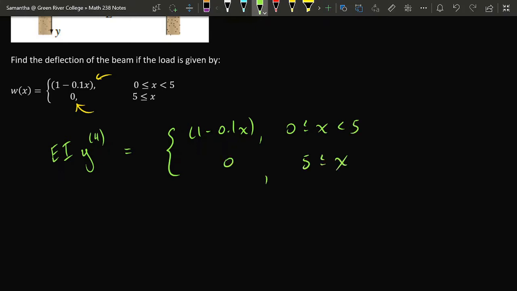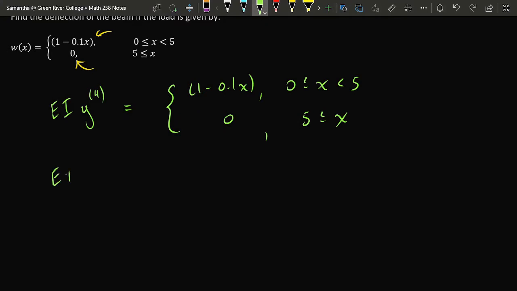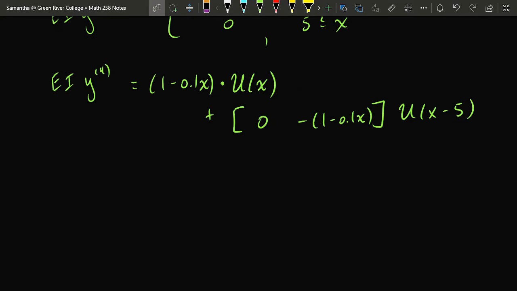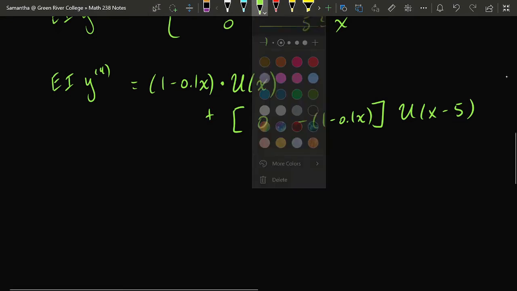So I'm going to rewrite the load function using unit step functions so that I'll be able to transform it. I'm going to start with the function 1 minus 0.01 times x multiplied by the unit step function, which activates when x is equal to 0. And then I'm going to add the unit step function which activates at x equals 5. I'm going to use that switch to turn off the function 1 minus 0.01x and to turn on the function 0. Now that I've done this, I'm in a position to apply the Laplace transform.